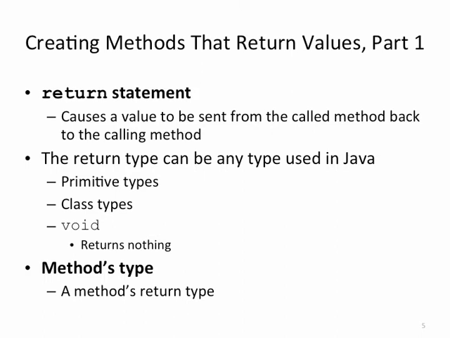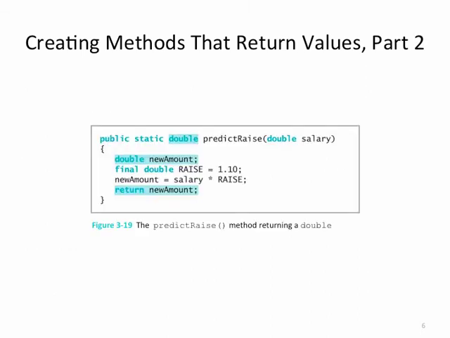And the return type can be any primitive types or reference types. We aren't getting to reference types yet. Or void, which means it returns nothing. We refer to the method's type as the return type. So whatever the data type is that's being returned, we say that's the method type. So in the case of public static void main string args, the type of main is void. It is a void method.